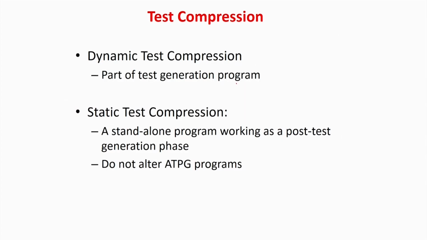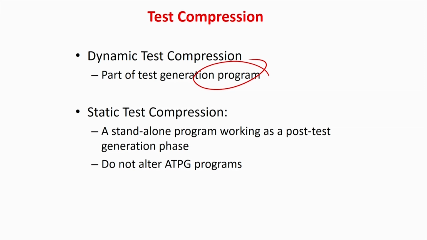That is the motivation. There are two types of compression: one is called dynamic compression, one is called static compression. Dynamic compression means it is a part of the test generation program, embedded in the algorithm. In this case you have to modify the ATPG algorithm so that you have more excess, more don't cares, in a very compatible manner, as I will show by example. In layman's language, you have to direct your ATPG algorithm to generate test vectors which are more compressible.